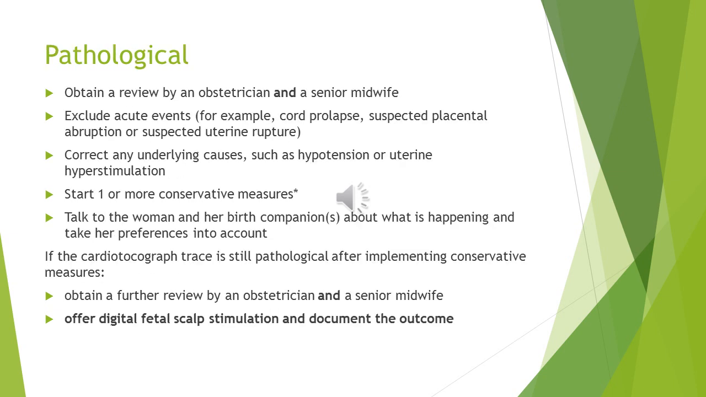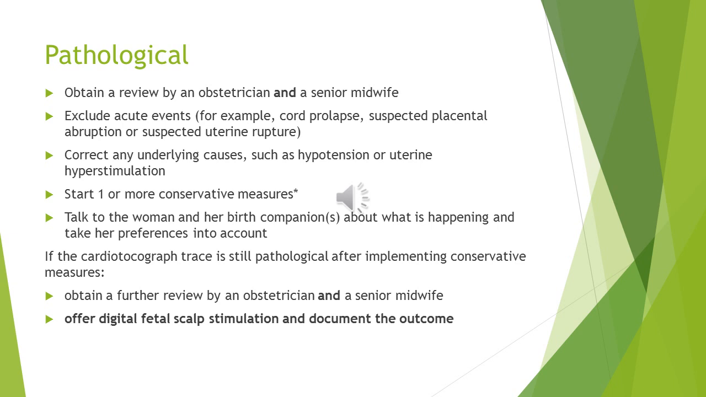If you have a pathological CTG, you still need to do the same measures as before, but you need to exclude the acute events. And we have 3 acute events: cord prolapse, placental abruption, and uterine rupture. If you have any suspicions of any of these 3, or a confirmed diagnosis, you need to have urgent delivery. You need to correct the underlying cause, as we said before, like hypotension or uterine stimulation.